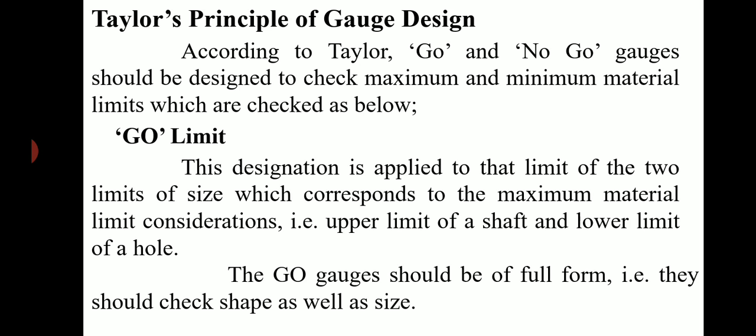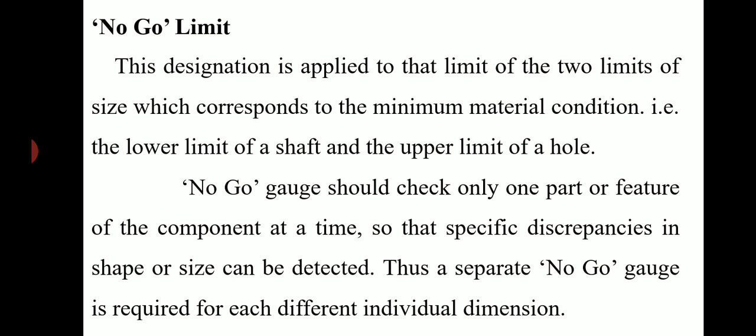The go gauges should be of full form, that is, they should check shape as well as size. No-go limit. This designation is applied to that limit of the two limits of size which corresponds to the minimum material condition, that is, the lower limit of a shaft and the upper limit of a hole.